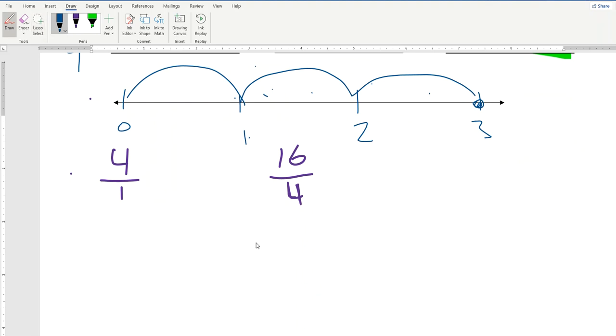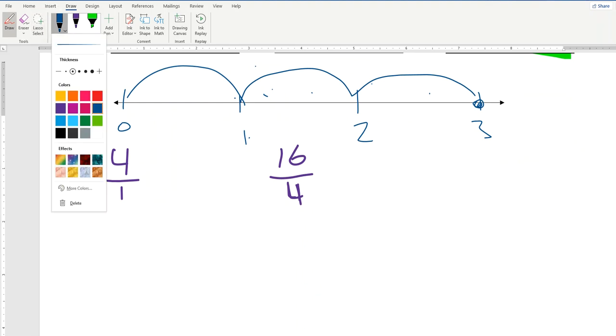So let's look at these two fractions. I'm going to write each one again down here.